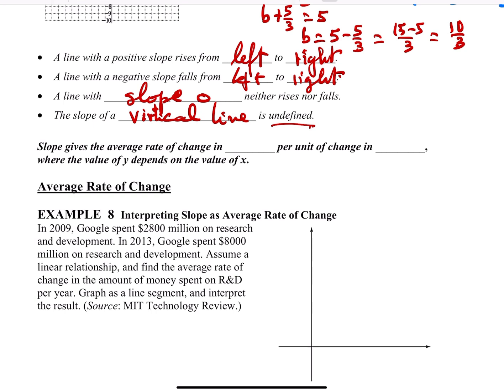Okay, a slope gives the average rate of change in y per unit of change in x, where the value of y depends on the value of x. Of course, remember I told you y is f of x. That's what I meant. Good.